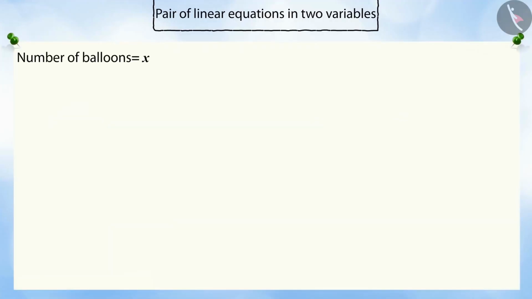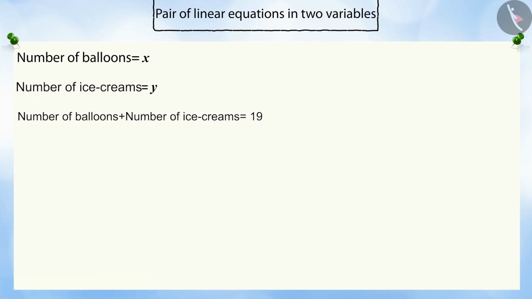Let x be the number of balloons that Rahul bought, and y be the number of ice creams he bought. And Rahul also knows that the total number of both items is 19. With this information, we can form the first equation, which will be x plus y equals 19, which can also be written as x plus y minus 19 is equal to 0.